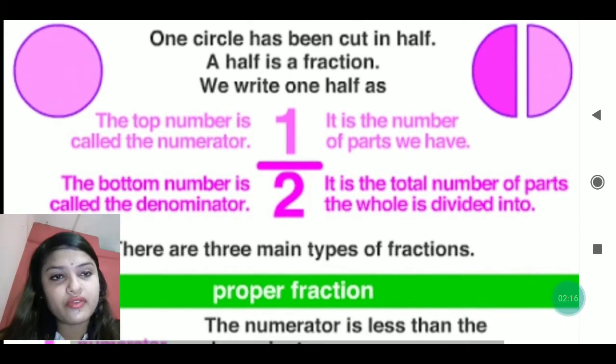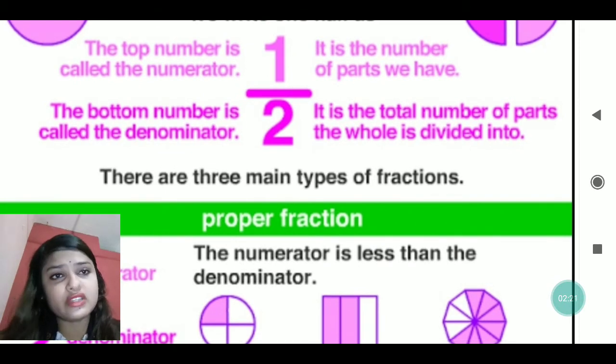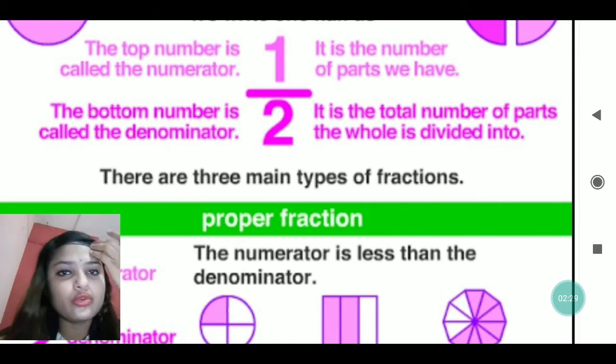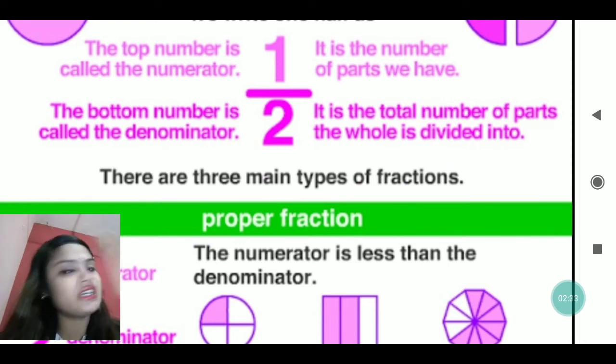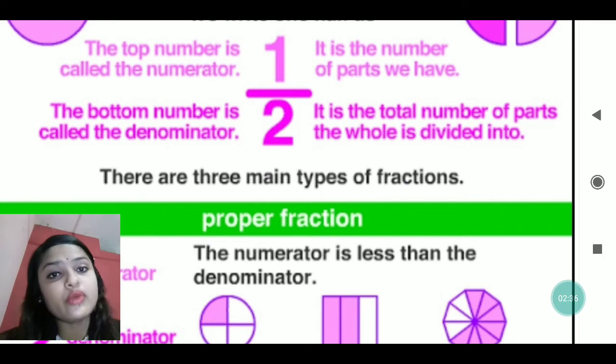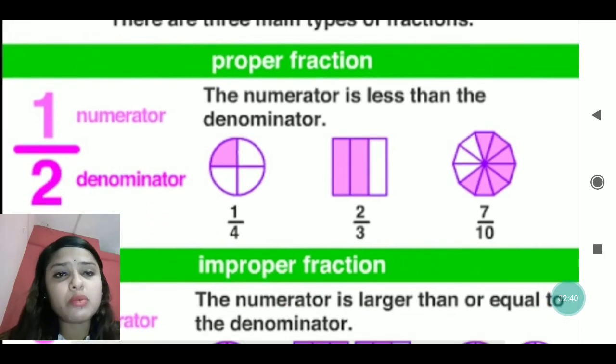What is a proper fraction? Before proper fraction, one thing I have missed: if 1 is written upside at the numerator place and any number is written at the downside, it doesn't matter whether it is 2, 3, 4 or anything, it is also called a unit fraction. It is also considered as a unit fraction.